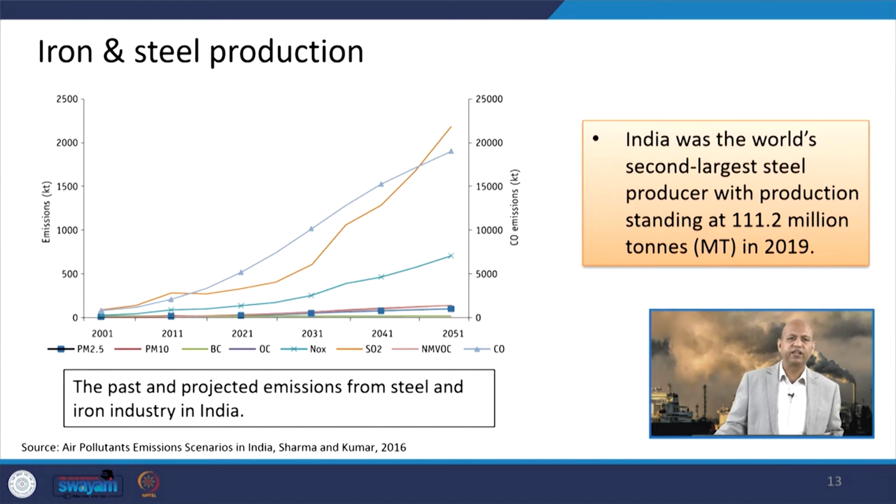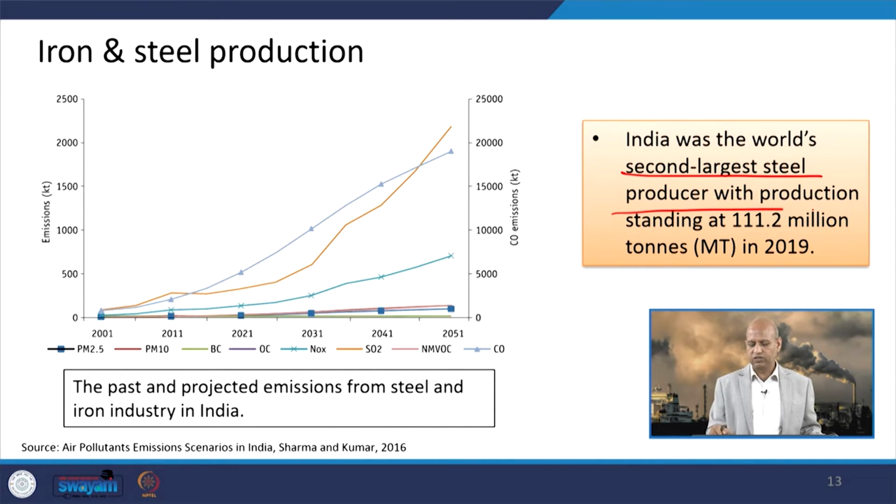When we talk about iron and steel production, the scenario is that SO2 is also increasing, but CO is also very much increasing. So, these are the two dominating pollutants coming out of iron and steel production. India is the second largest steel producer, with production standing around 111 million tons in 2019. So, India produces a lot of iron and steel, and that way the growth is taking place in this industry. Accordingly, the emissions of different pollutants are also increasing.